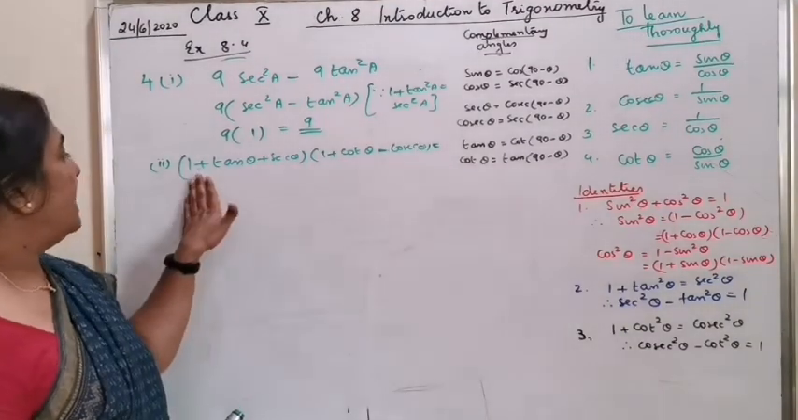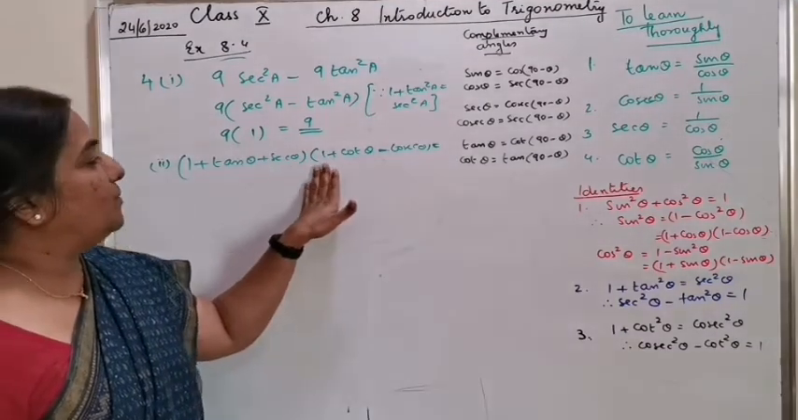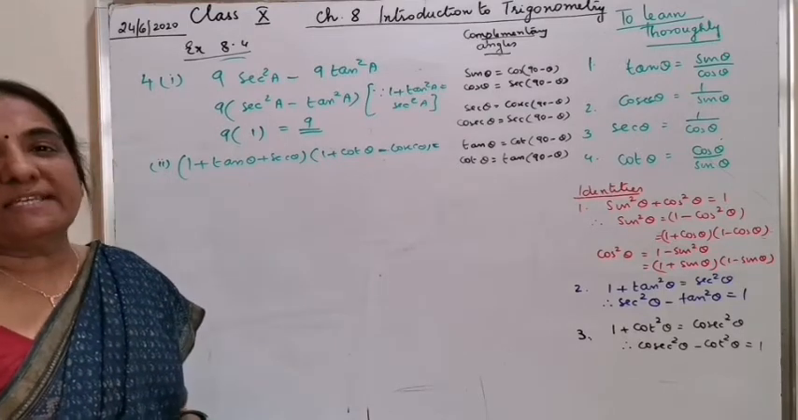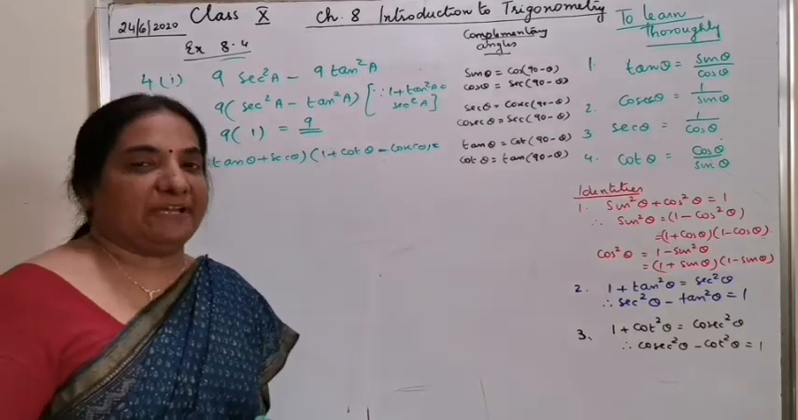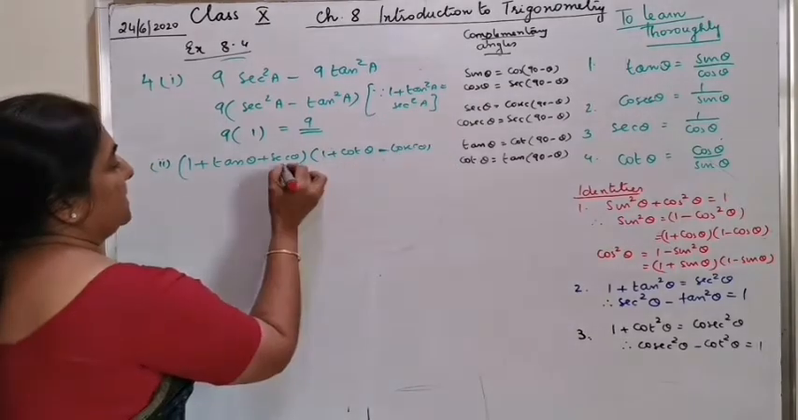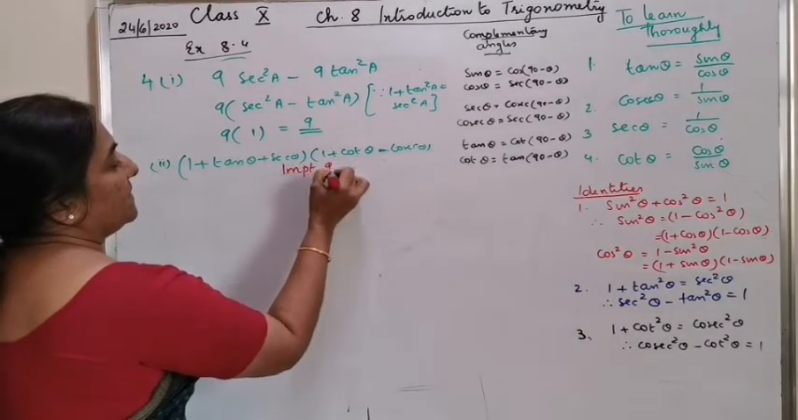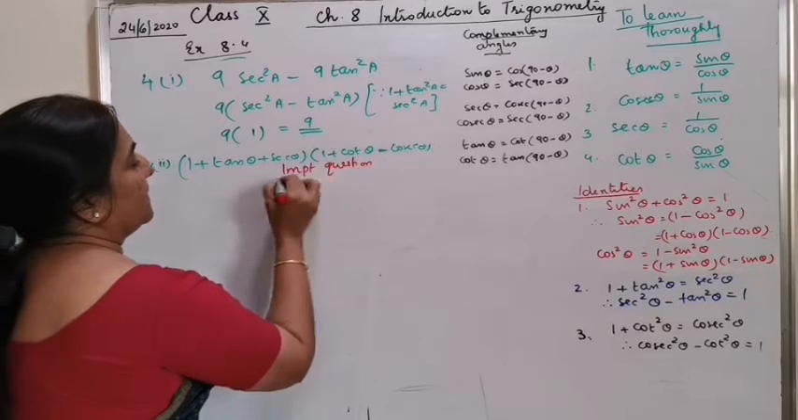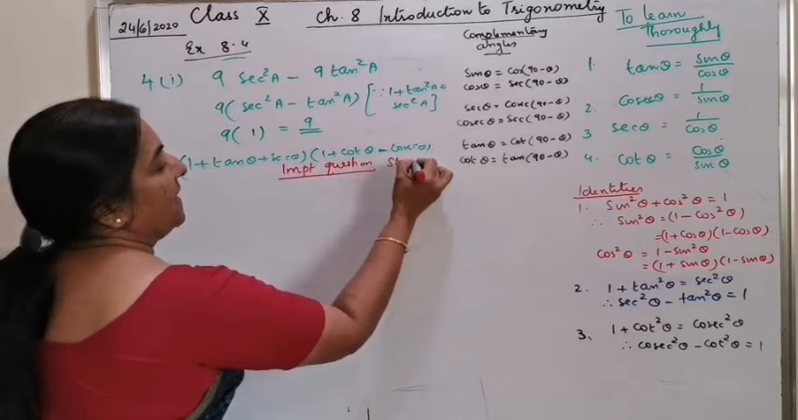Second subdivision, (1 plus tan theta plus sec theta) into (1 plus cot theta minus cosec theta). You have to simplify it. This question is an important question. Study the same way.